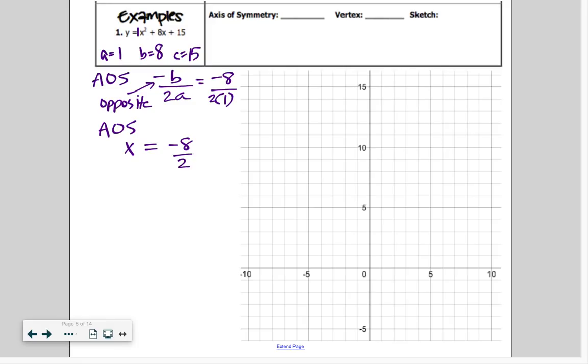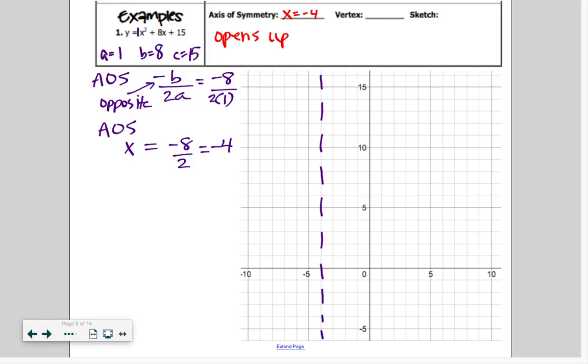Well, that's a nice fraction because negative 8 does divide by 2 evenly, and it gives us the number negative 4. So I know on my graph that my axis of symmetry goes through negative 4. That's my middle line. If that's my middle line, I know my vertex is on that line somewhere. I just don't know how high or low it goes. Well, one thing I do know is that this opens up because A is positive. So I know I'm going to be picturing a parabola opening up. So the axis of symmetry is negative 4.